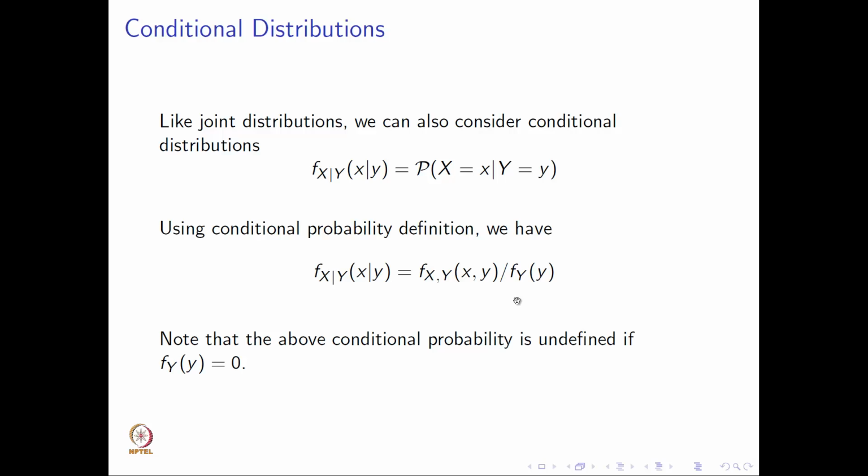The relation between conditional distributions, joint distribution and marginal distributions is shown here. This relation should be familiar from the definition of conditional probability that was seen earlier. Note that the marginal distribution f_Y of y is in the denominator and hence it must not be equal to 0.